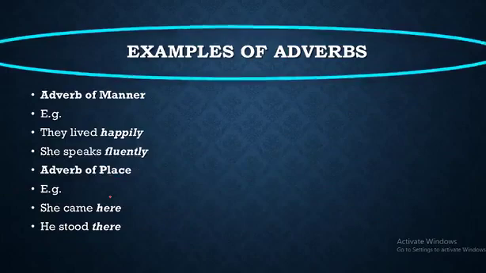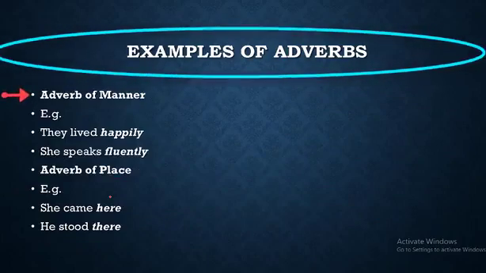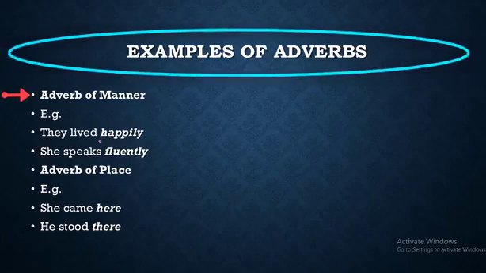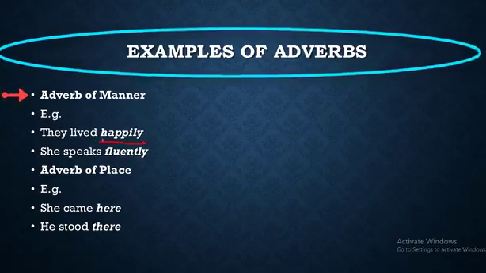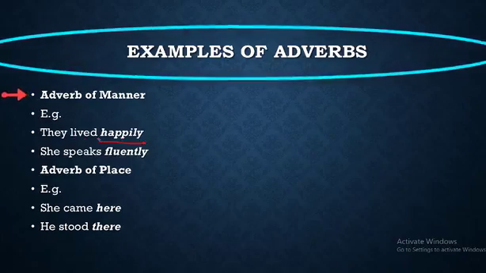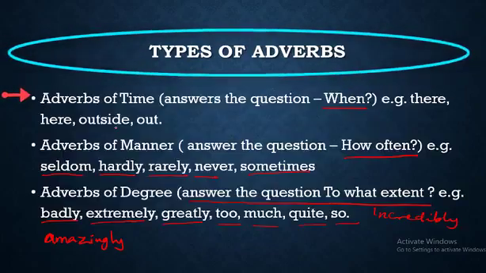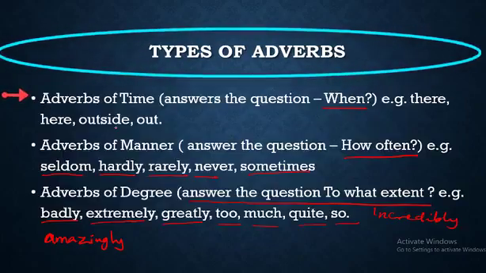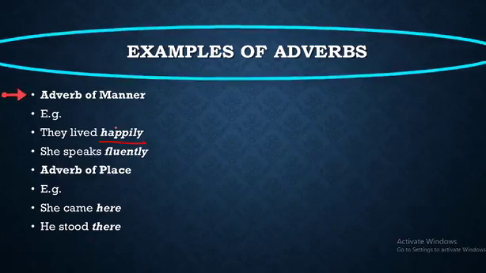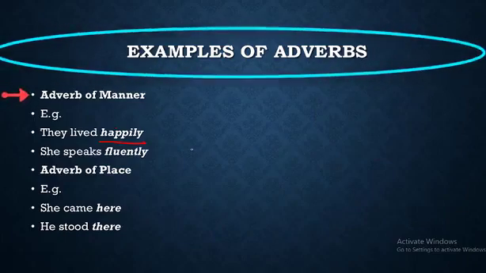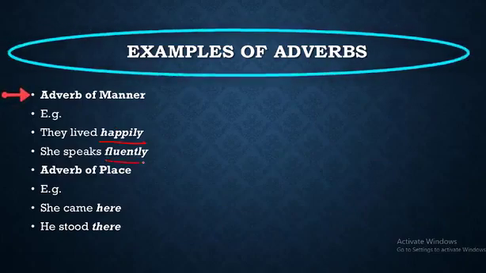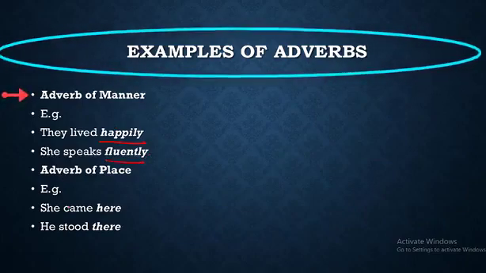Then we have them used in examples here. They lived happily. So happily here is the adverb showing us how they lived. Remember, we said an adverb of manner answers the question how. How did they live? Happily. How does she speak? Fluently.